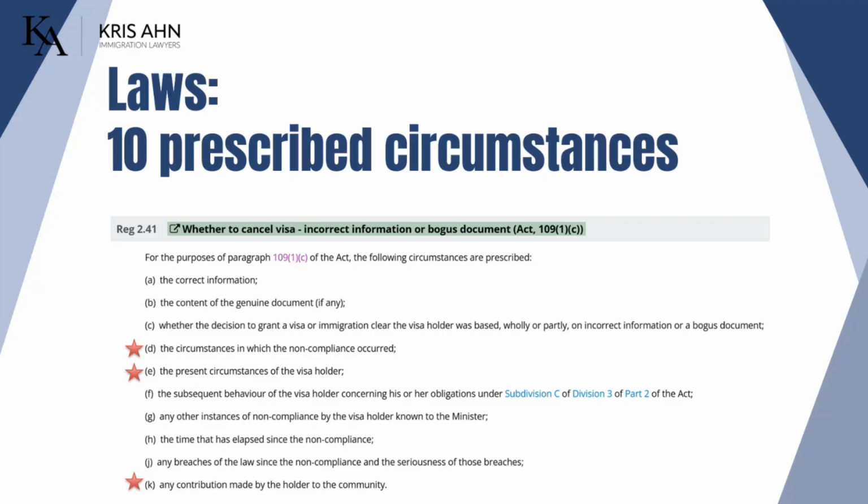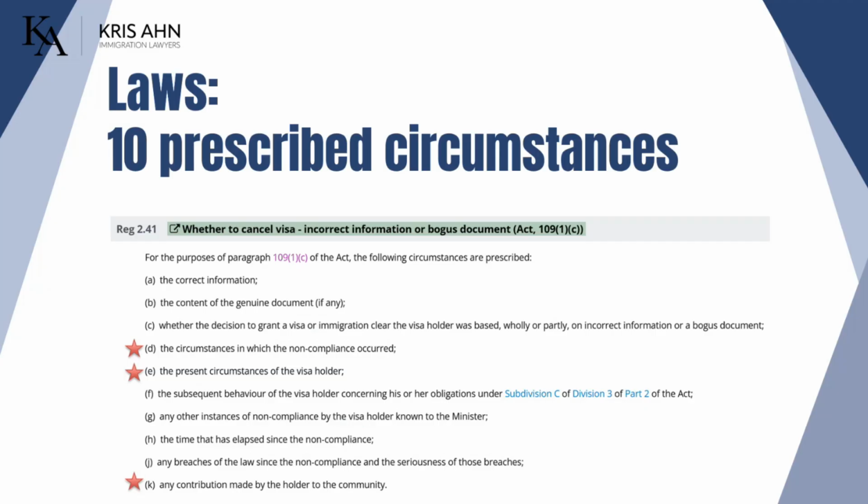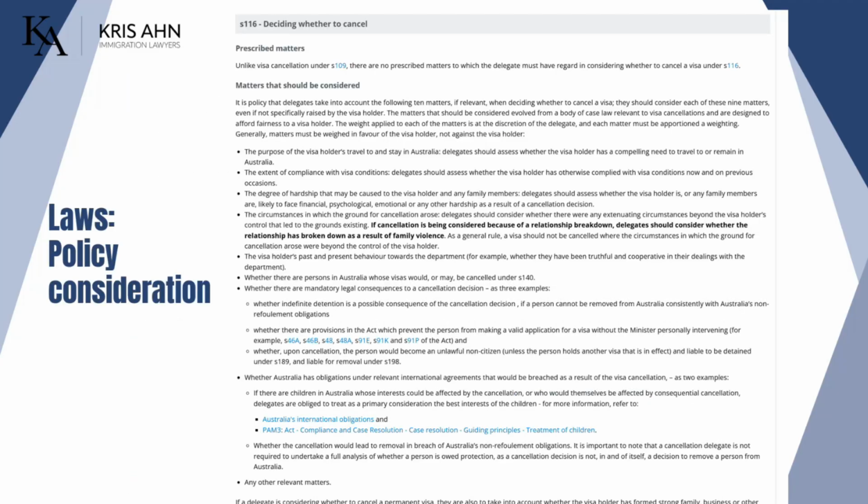So you can see, for example, sub-regulation D, the circumstances in which the non-compliance occurred. Subsection E, the present circumstances of the visa holder. And sub-regulation K, any contribution made by the holder to the community. So then we're going to make legal arguments based on these three circumstances. And there are also some policy considerations related to cancellation or non-cancellation. I'll just list them here. You can have a read, but most of the policy considerations are quite similar to the scenarios here, the current circumstances and the hardship. So we just quickly go through that.